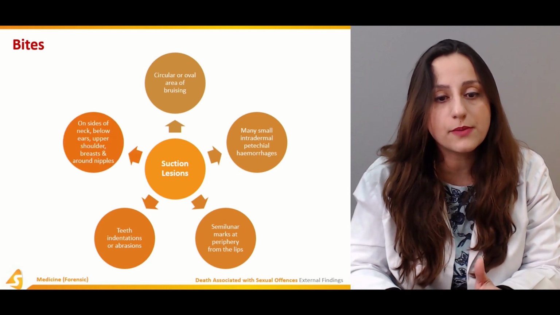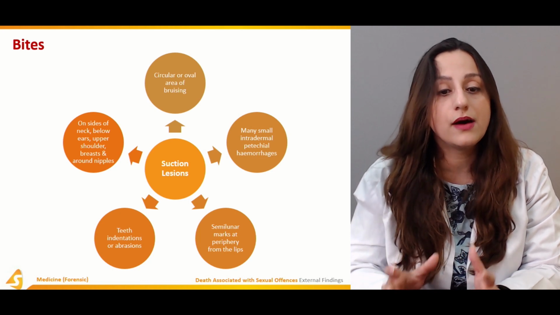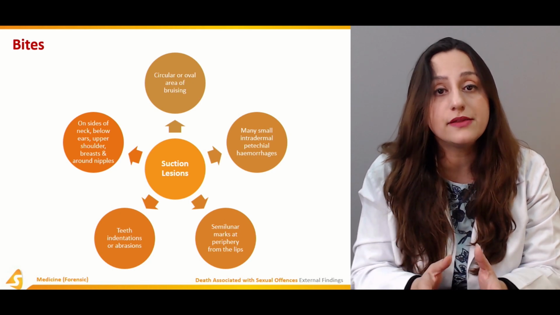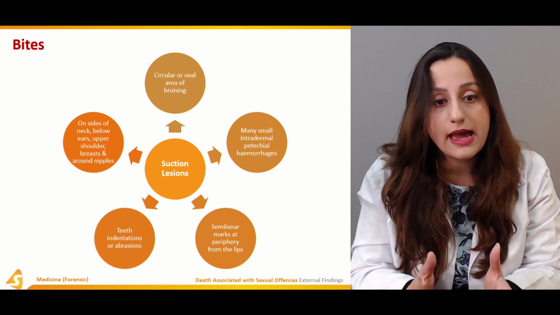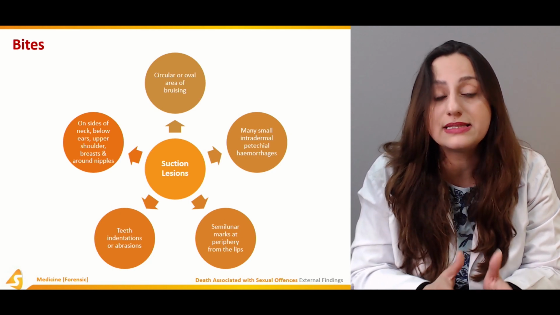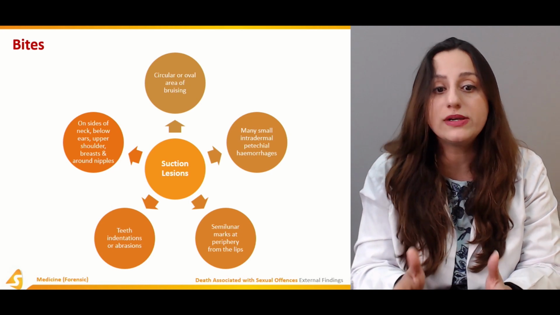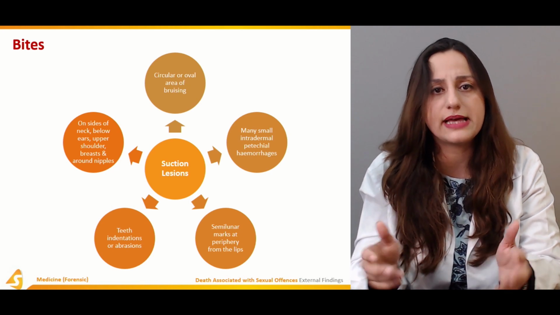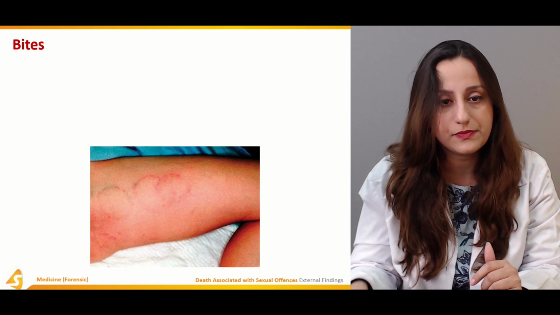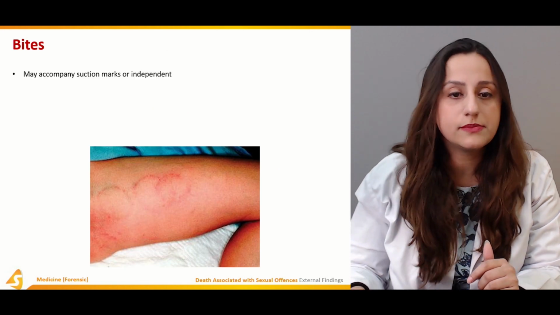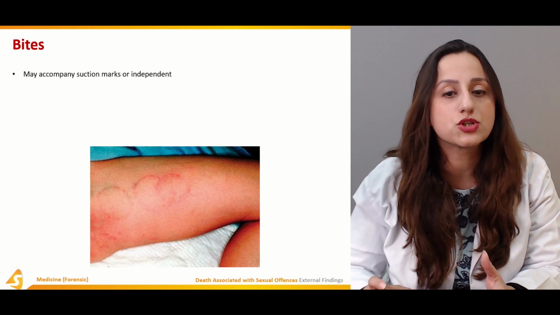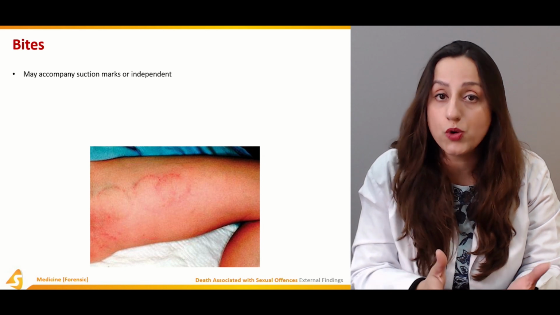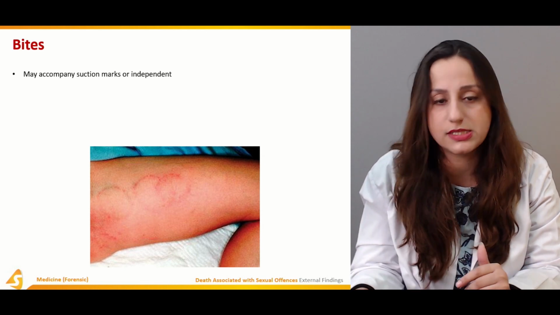Now, on the sides of the neck, below the ears, upper shoulder, breasts, and around the nipples, these are the regions we are going to focus upon whenever there is an act of a sexual kind. And of course, if this is a non-consent act, only then is the sadistic involvement going to be there. For example, the bite marks and the abrasions and the lacerations. Now, it may accompany suction marks or even it can be independent, of course. Maybe there are some other lesions along with these bite marks, and maybe they are of the isolated kind.